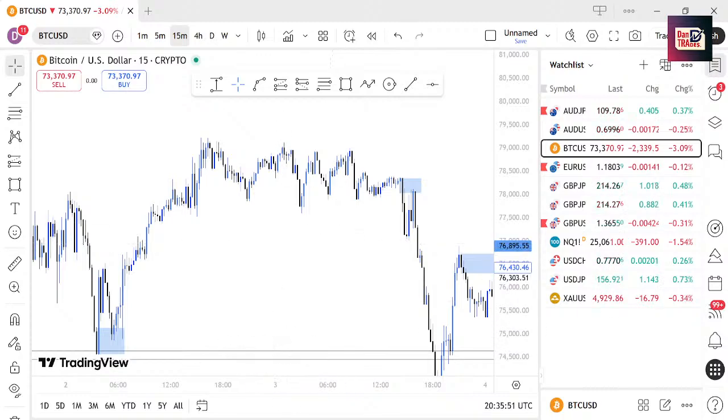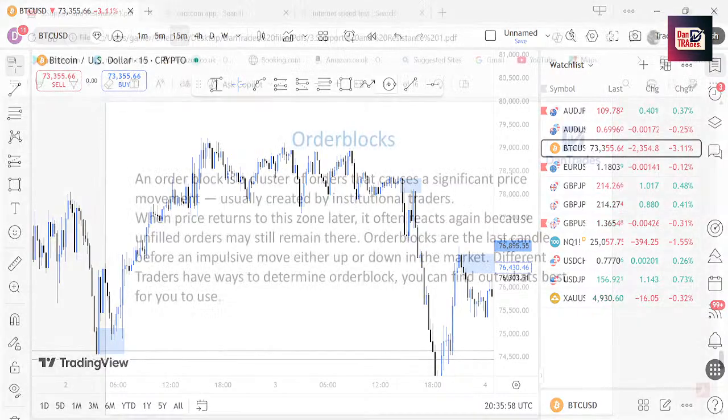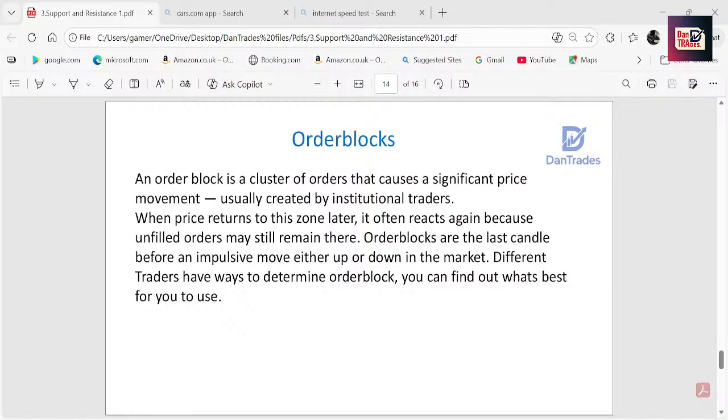So let's continue our order block. So that's basically what an order block is. A price action where price left the area in a sudden movement and will come back to be filled again.